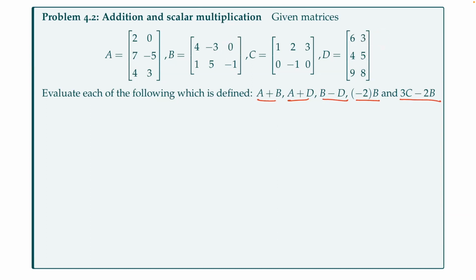Minus 2 times B is defined, yeah, it's just a scalar times our matrix. And 3C minus 2B is defined again. So it doesn't matter that we've multiplied B and C by scalars here. They still ended up with the same dimensions.